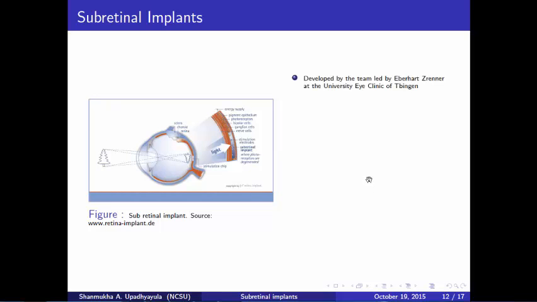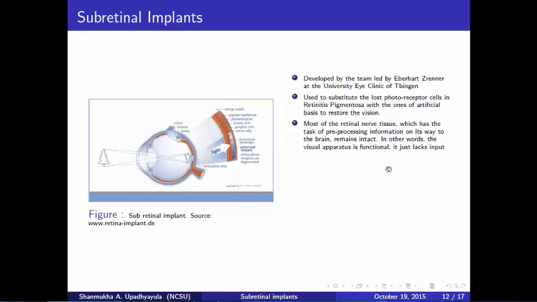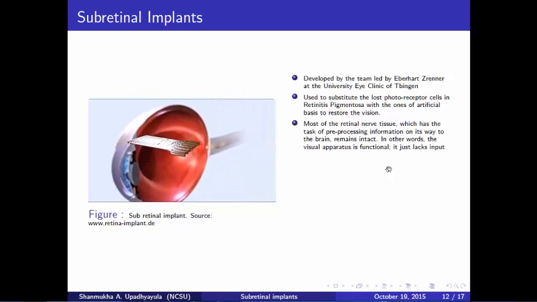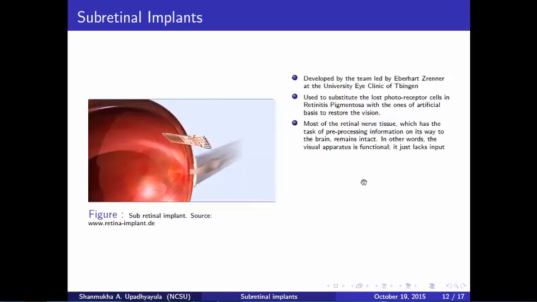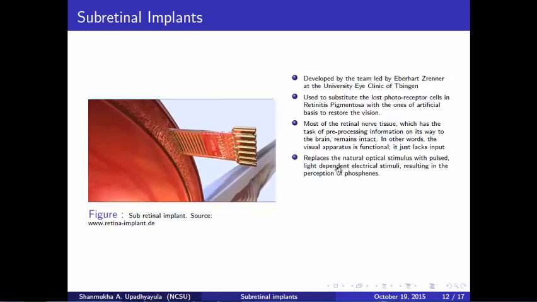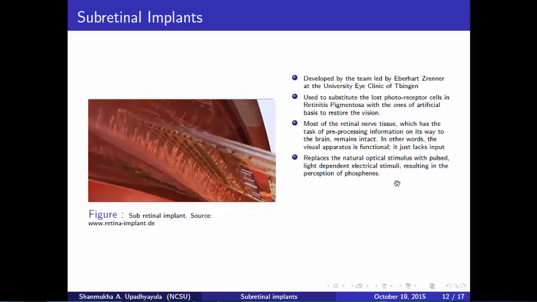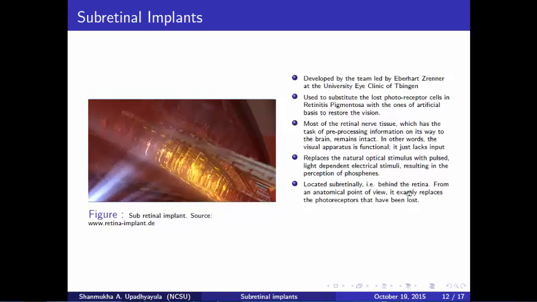Subretinal implants. These were developed by the team led by Eberhart Zrenner, and these are used to substitute the lost photoreceptor cells in the retinitis pigmentosa disease, where the rod and cone cells are attacked. And it assumes that most of the nervous tissue, which has the task of pre-processing information, is intact. It just means that the visual apparatus is functional, it's just lacking the input. And it replaces the natural optical stimulus with pulsed light-dependent electrical stimuli, resulting in the perception of phosphenes. This is located subretinally, behind the retina.